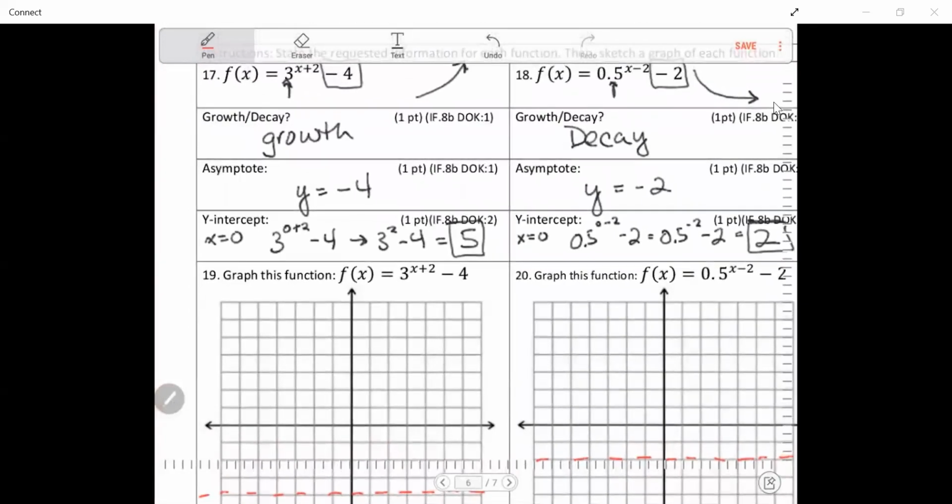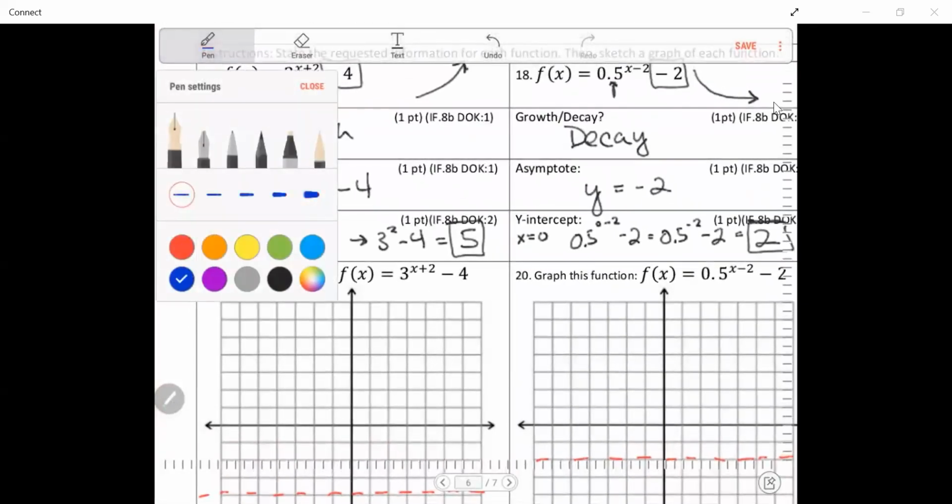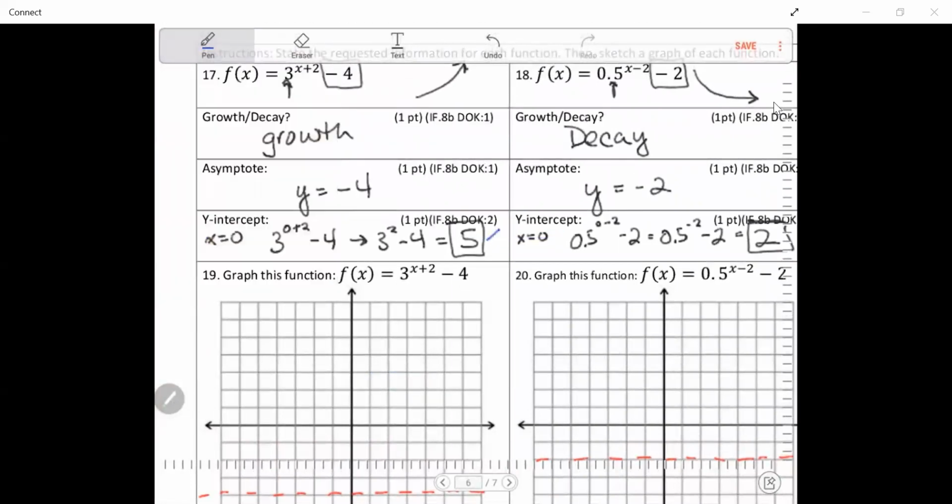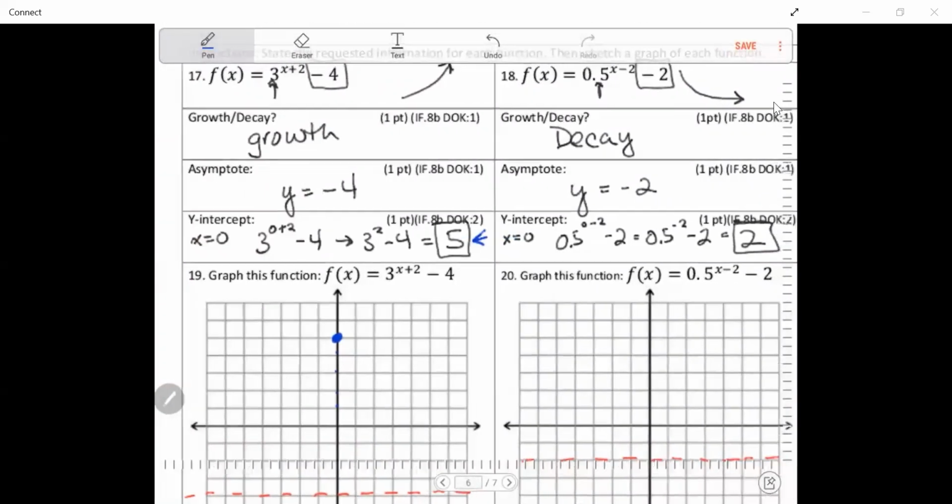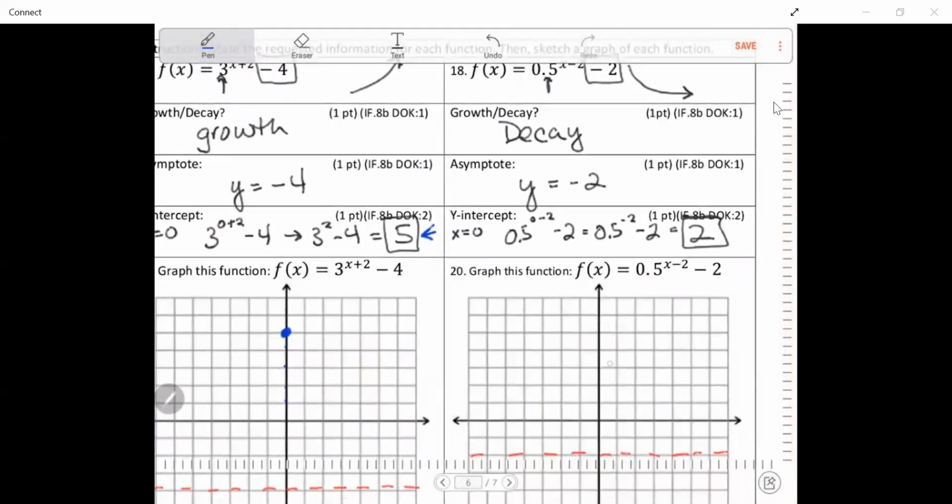Next thing we need is our y-intercept. I'll do that in blue. Our y-intercept here is 5. That means it's going to be 1, 2, 3, 4, 5, right here. And over here, our y-intercept is going to be +2.